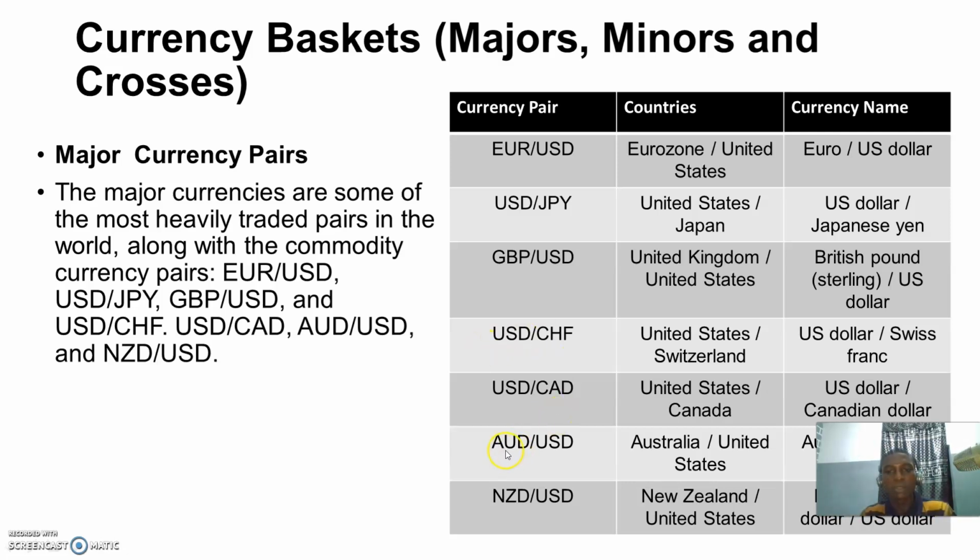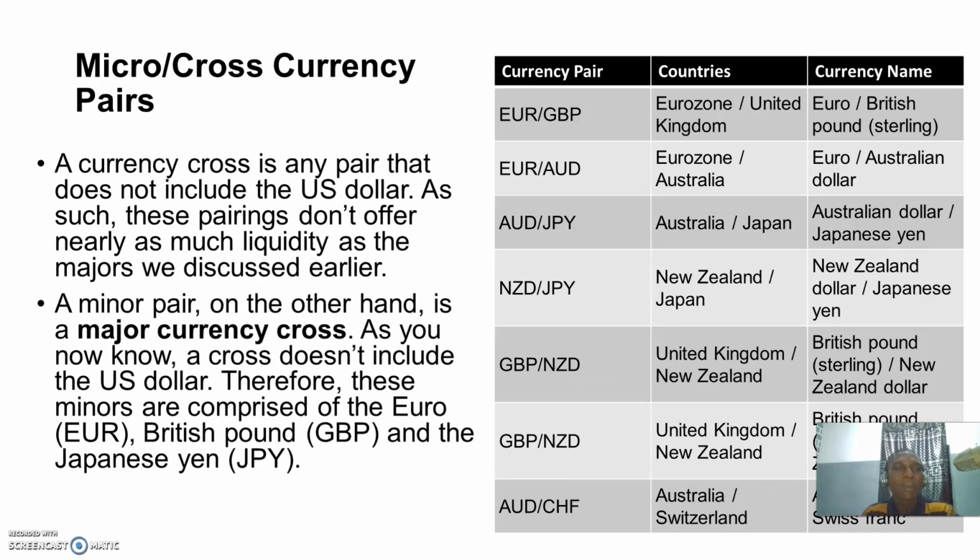And as you can see here, we have the Australian dollar and US dollar. We have the US dollar and the Canadian dollar. We have the New Zealand dollar and the United States dollar. These are major currency pairs that are heavily traded in the market. They are more traded in the market than any other pair. Then we have the next one. We have the minor or cross currencies.